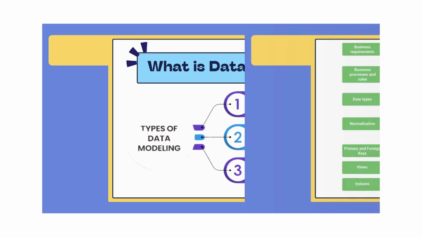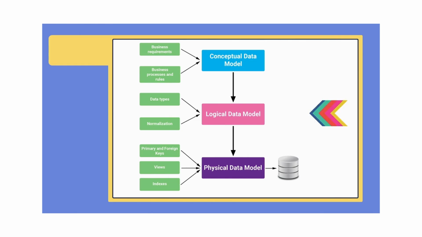Here, in this image, we can see the business requirement and business processes and rules. This is about what the business needs from the data system, and the logic and operations that define how data should behave. Now, moving forward, these inputs feed into the conceptual data model, and this conceptual model, we can say it is a high level overview of entities and their relationship, and it helps bridge business understanding with system design.